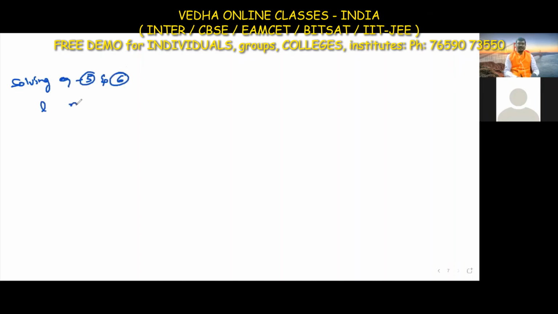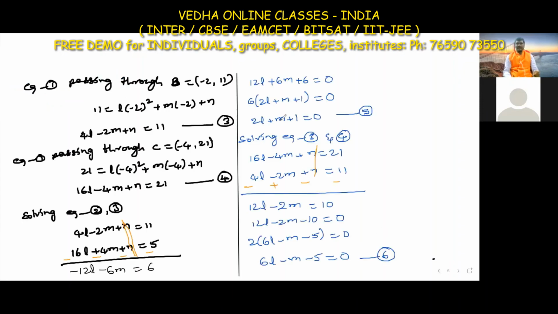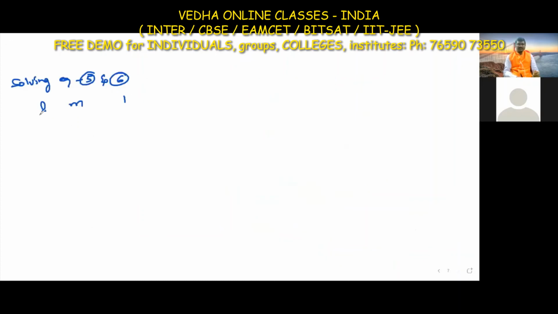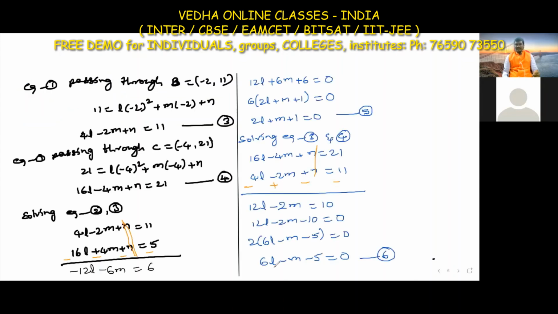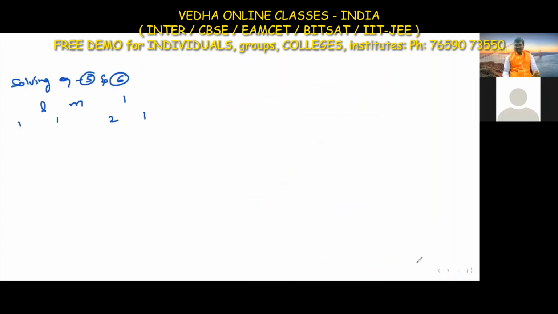L, M and 1. So take the coefficients. Start from the M coefficient, constant, L coefficient and M coefficient: 1, 1, 2, 1. In the next equation also the same: M coefficient, constant, L coefficient, M coefficient: minus 1, minus 5, 6, and again minus 1.